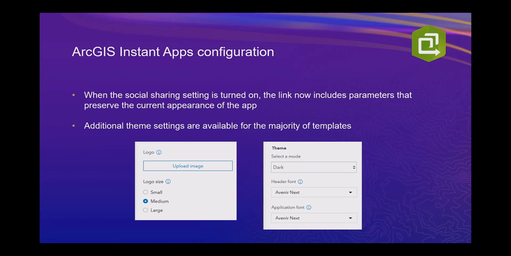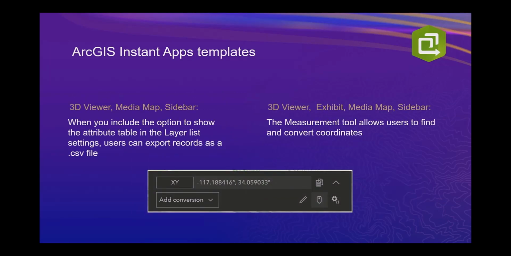There are also new theme settings available in most of the templates. These include multiple size options for adding a logo to the header and the ability to use one font for the header and another for the other text elements throughout. So many updates were made to the various Instant App templates, so we're just going to cover a few of the highlights. Users of your app can now export records as a CSV file when you include the attribute table in the layer list settings. For the templates that include the measurement tool, users will be able to find and convert coordinates.